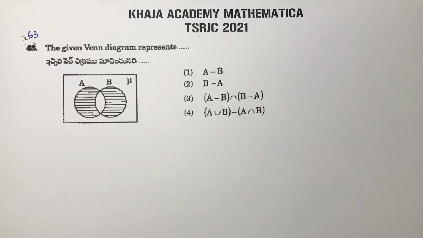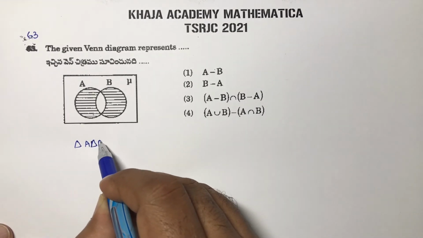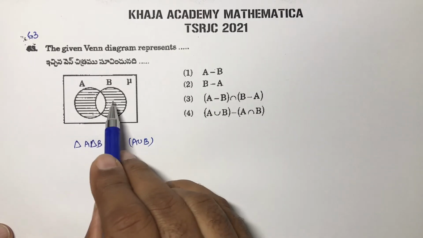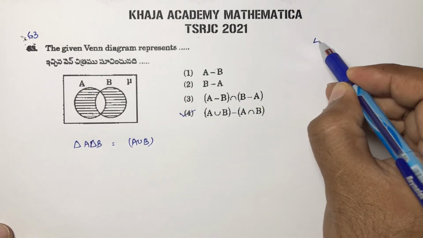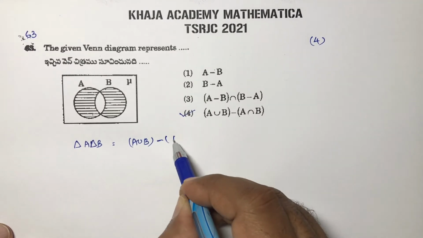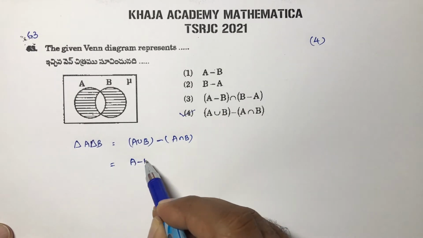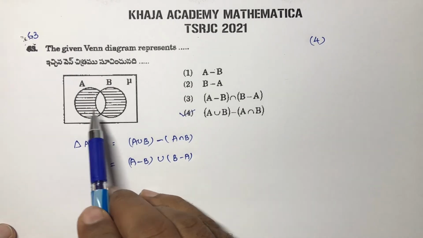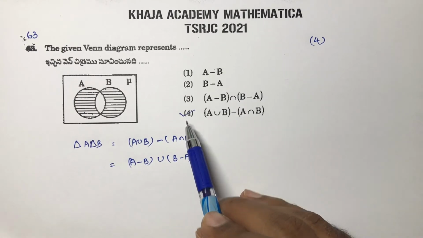The given Venn diagram represents the symmetric difference of sets, A delta B. A delta B is nothing but A union B, the total shaded region between A and B, minus A intersection B. So the correct option is 4. Or one more option is A minus B union B minus A. This is A minus B, this is B minus A. The union is also an answer, but we don't have that in the options. So the correct option is 4.